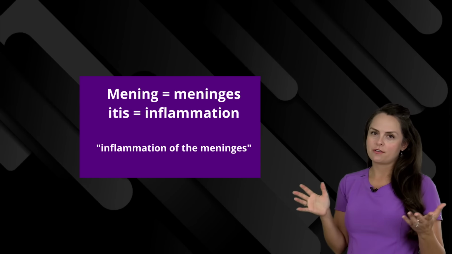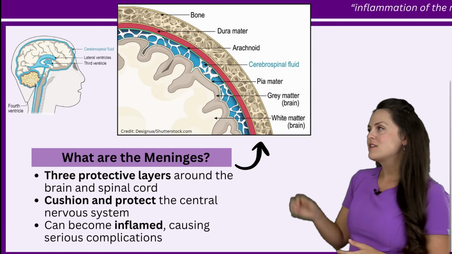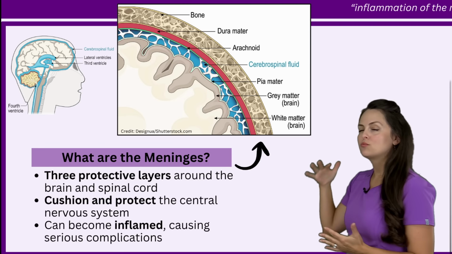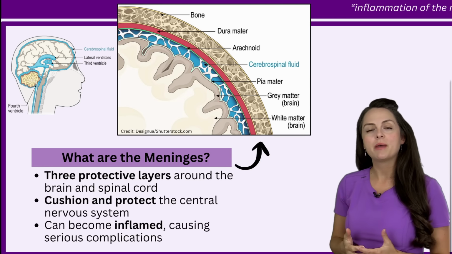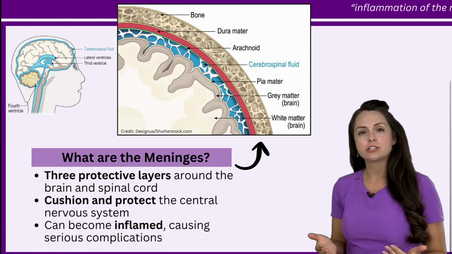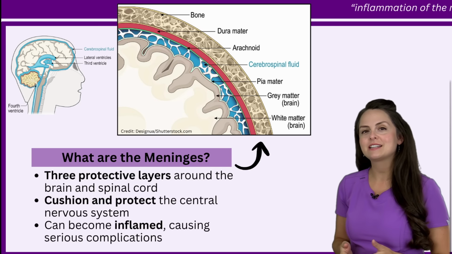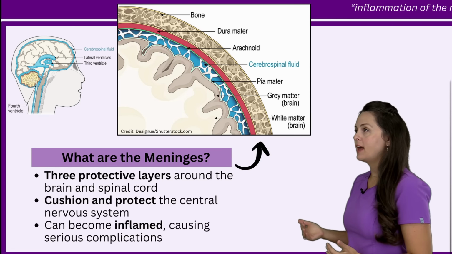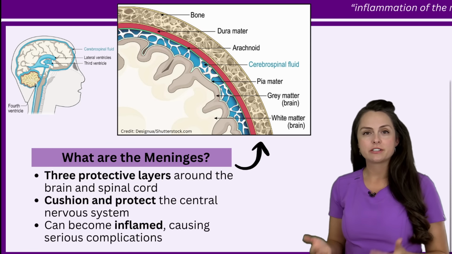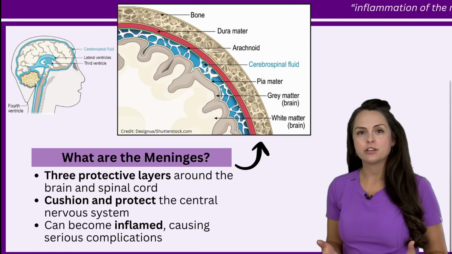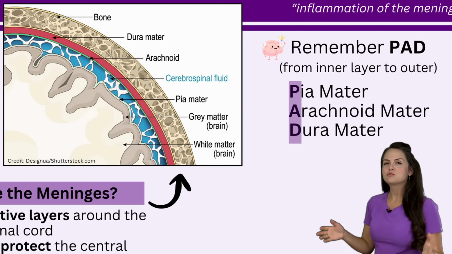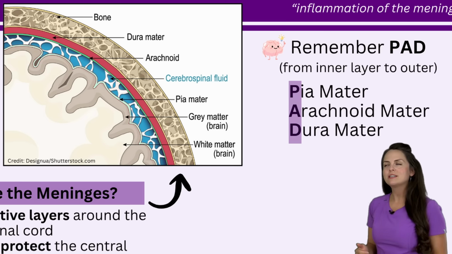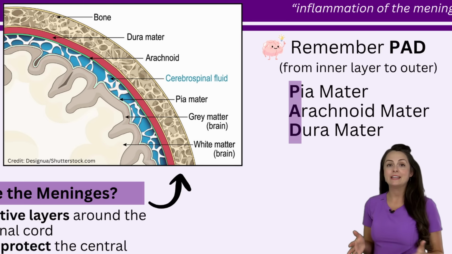But what in the world are the meninges? Well, they are a three-layer protective covering that surrounds the brain and the spinal cord. What they do is they work to cushion, hence pad, and protect our central nervous system. Now, unfortunately, these layers can become inflamed. And whenever they do, they can lead to serious complications that you're going to see in a patient who has meningitis. So to help us really understand meningitis, we've got to take a deeper look at each of these layers.